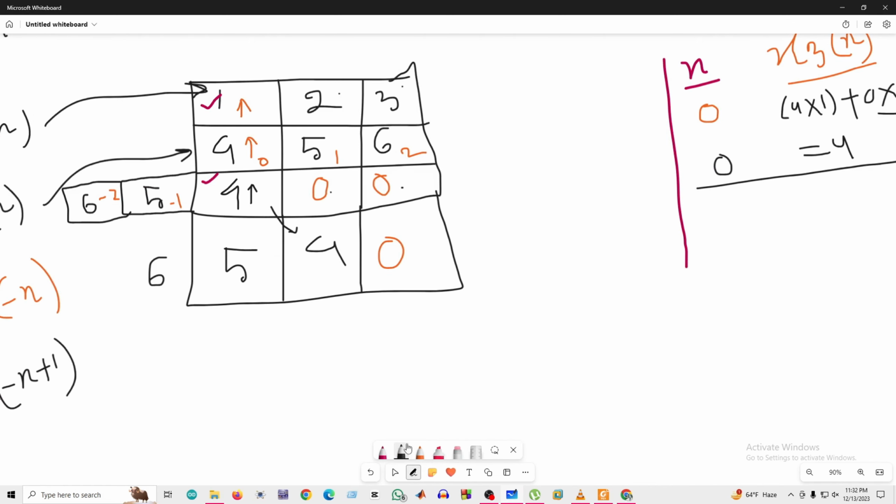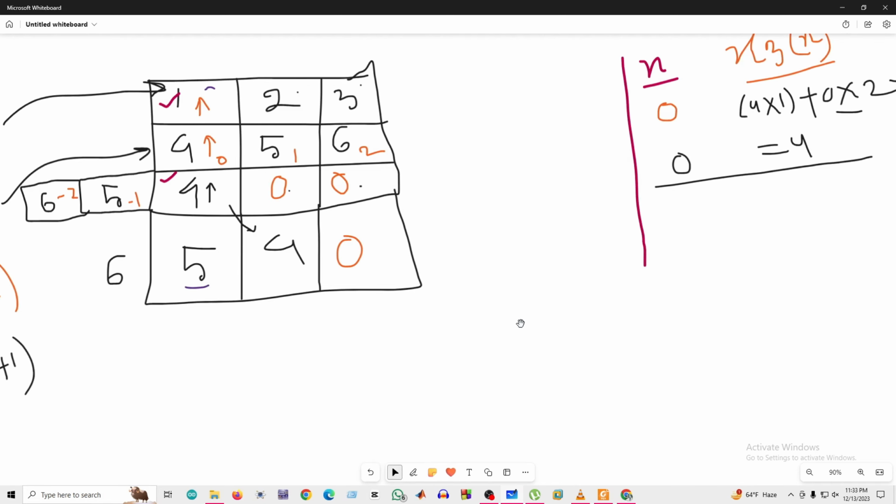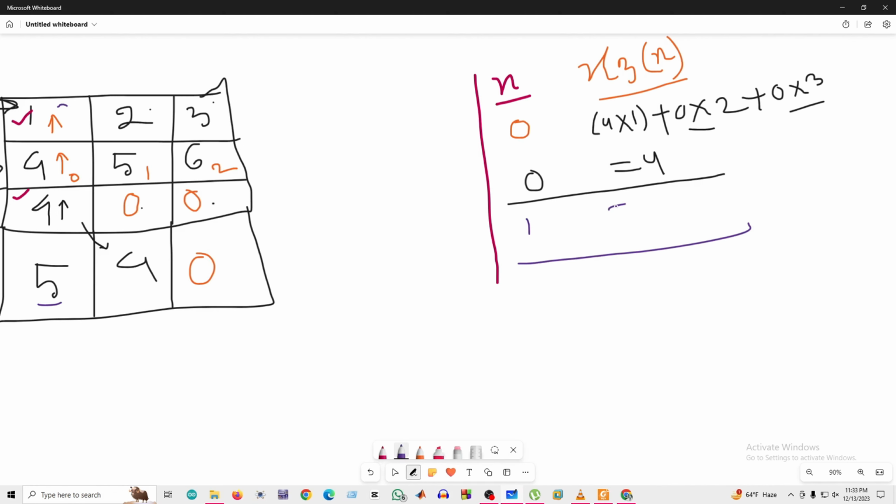So let me change the color. Okay, so now you have 5 here and here again 1, right? So you can write that at n equal to 1, you have 5 times 1. So this is 5 times 1, and then you have plus, and here you have 4 and then 2, so it will be 4 times 2, and then plus you have 0 times 3.